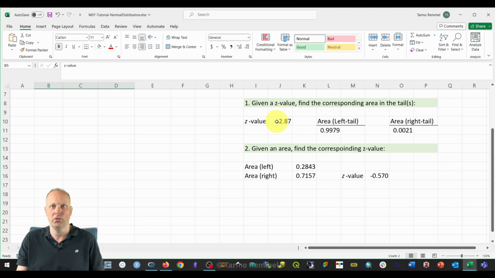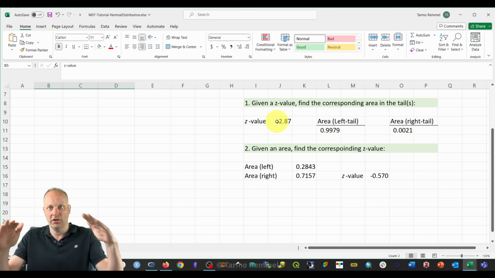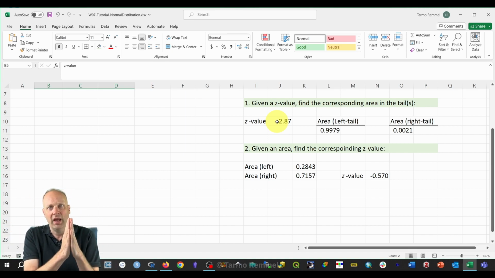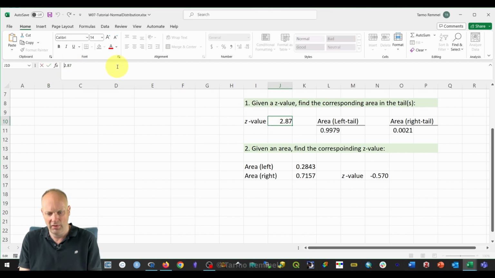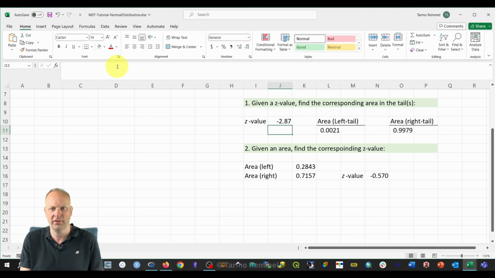If the z value was negative, then in our distribution we would be cutting at the sort of low end, and we would have a smaller area in the left tail and a larger area in the right tail. So let's take a look here. If I change this to negative 2.87, we notice that these two values just swapped, and the lower area is now in the left tail and the larger area in the right tail.